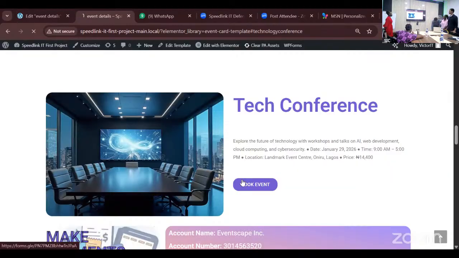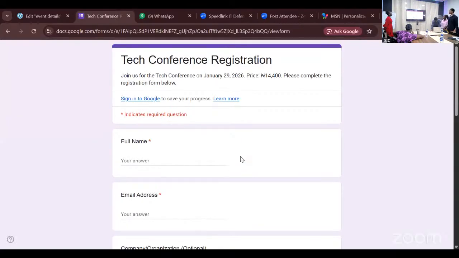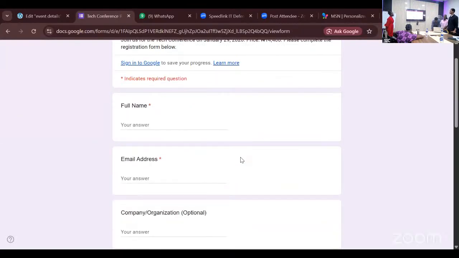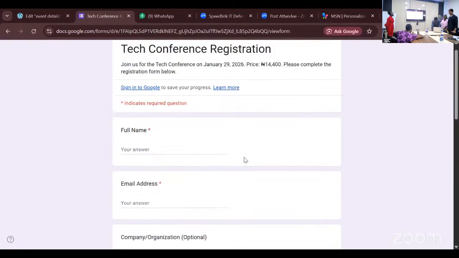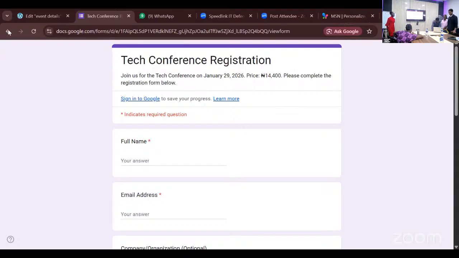And when you click on the book event button, it takes you to this form where you have to fill in your details and all that is required to book an event.